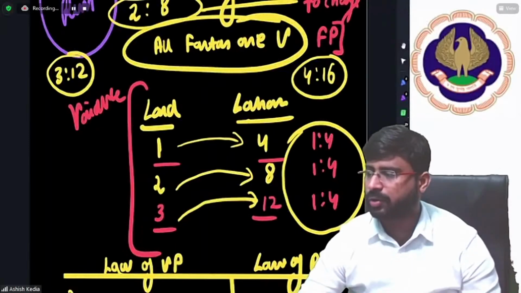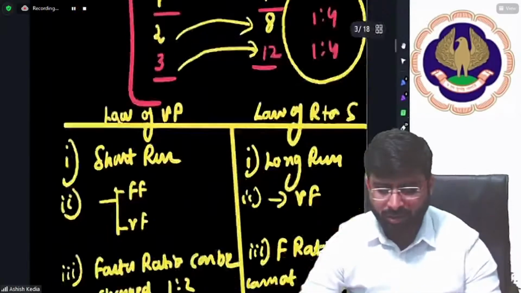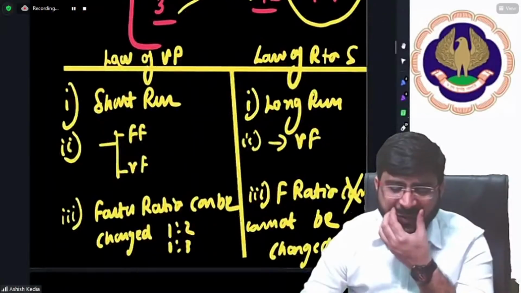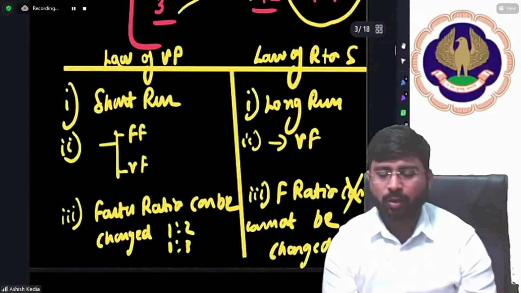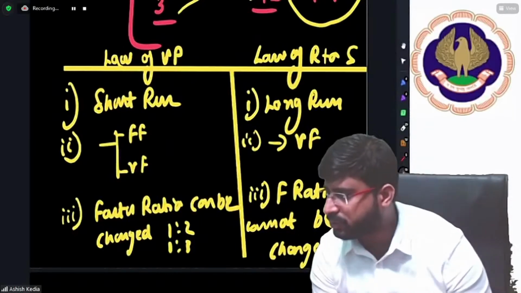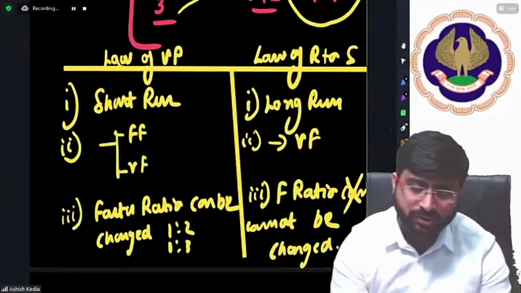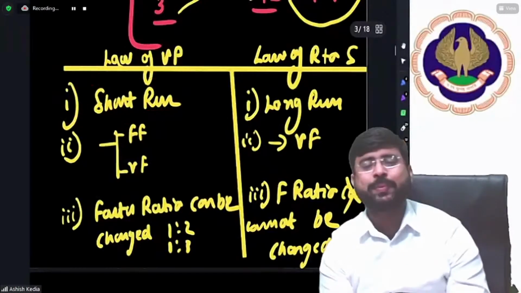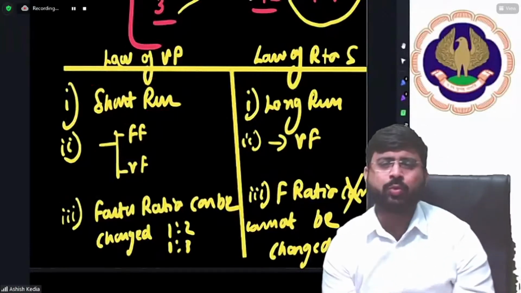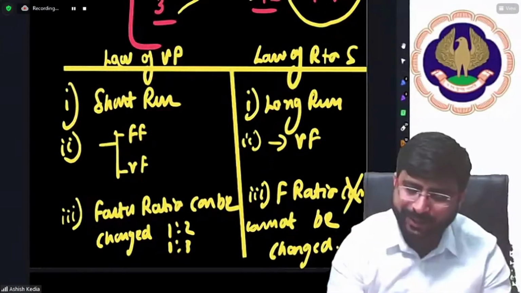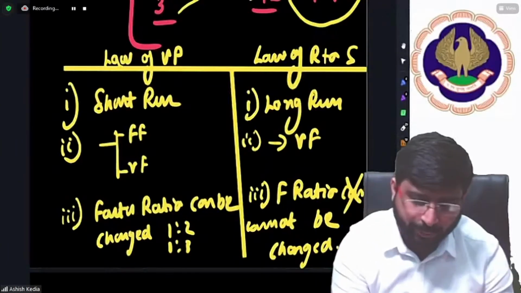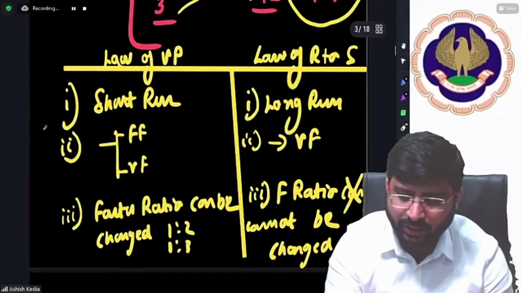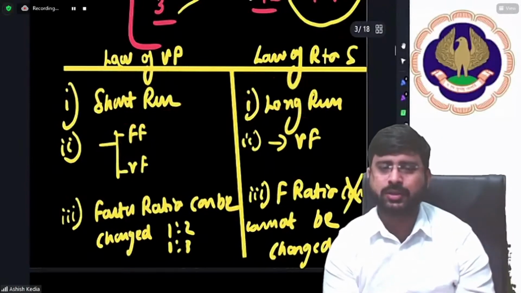Okay, got it. So to simply sum it up, there are the following differences between the law of variable proportion and the law of returns to scale. So what are the differences? Number one, the law of variable proportion operates in the short run. And in what time period does the law of returns to scale operate? The law of returns to scale operates in the long run.